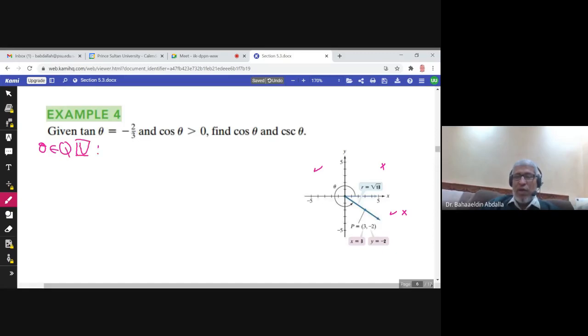Okay. In quadrant 4, x is greater than 0 and y is less than 0.